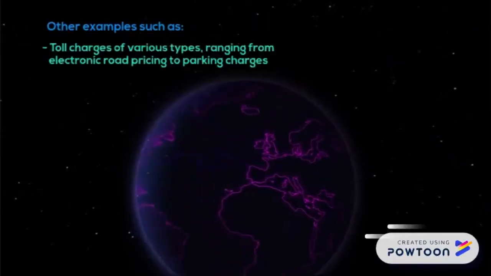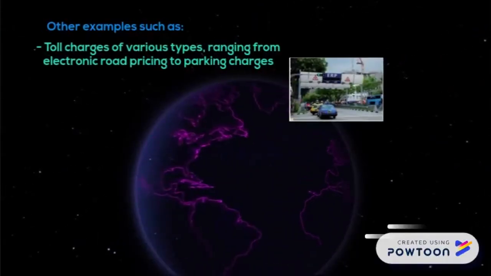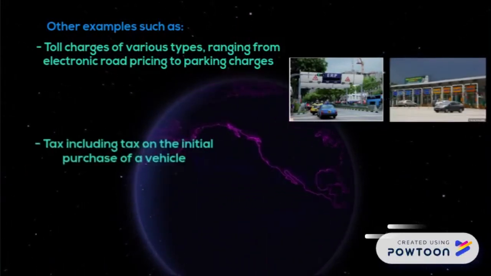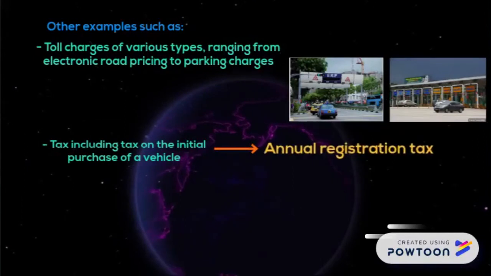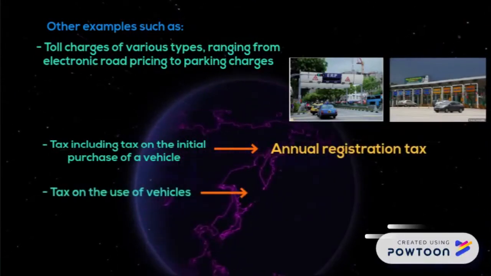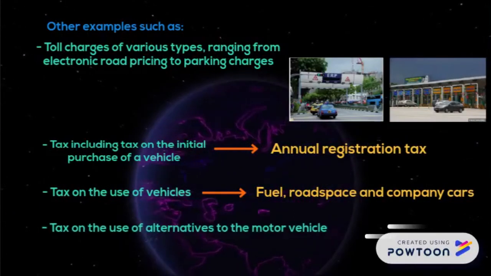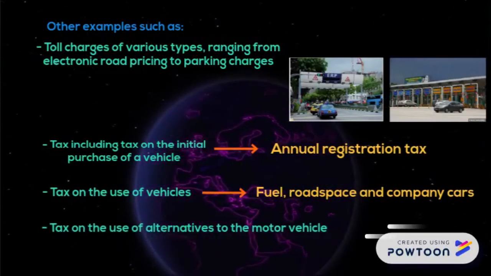Other examples are toll charges of various types, ranging from electronic road pricing to parking charges. Annual registration tax of purchased vehicle. Tax on the use of vehicles such as fuel, road space and company cars. And the last one is tax on the use of alternatives to the motor vehicle.